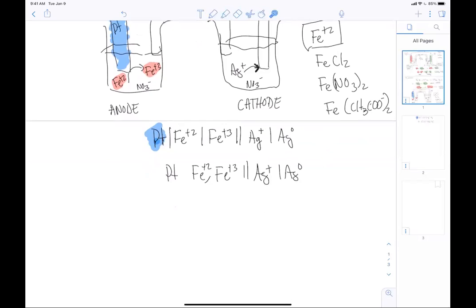The main thing, at least when I think about these, is that the order in which you draw things is probably the most important. Iron 2 is going to iron 3, silver plus is going to silver 0, there's some salt bridge in between. And if you have a platinum electrode, you write it on the outside. So if the platinum electrode was on the other side, we just write it out over here.